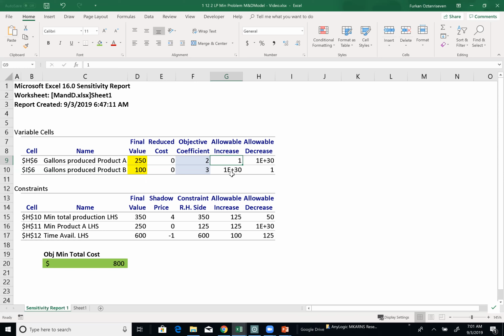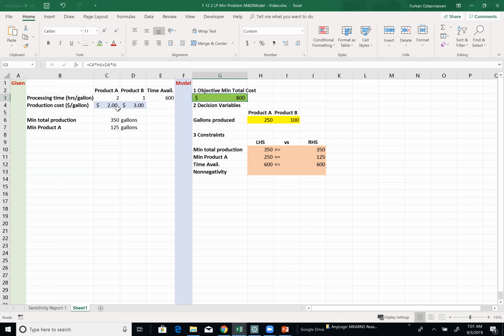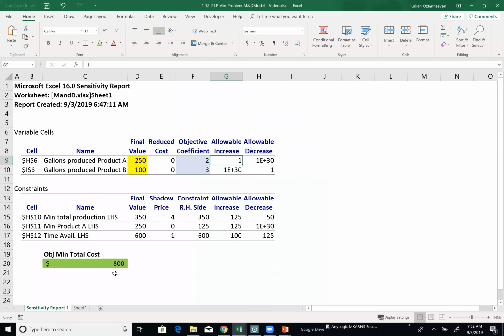But if I go beyond that, let's say if I increase the profitability of A, so not profitability in this case, if I increase the cost here more than $1, let's say $2, my solution will change, right? So it is easy to test this. So basically what I could do is I could just increase this $2 by something less than $1, let's say 90 cents, right?